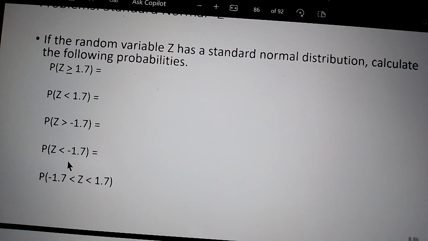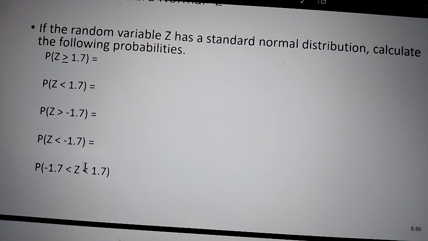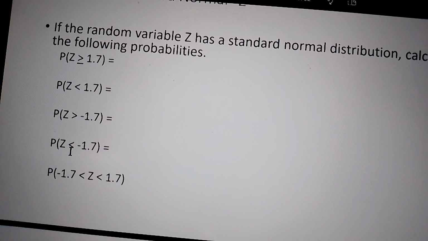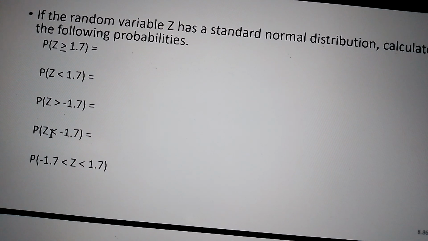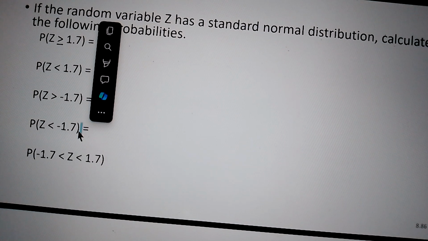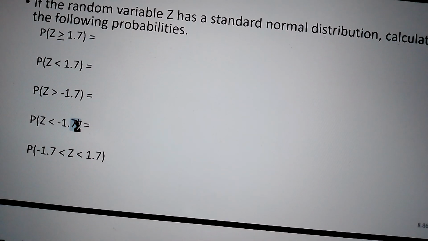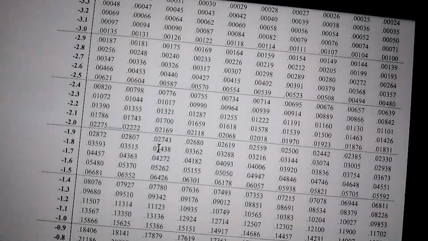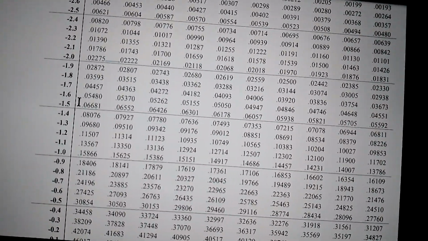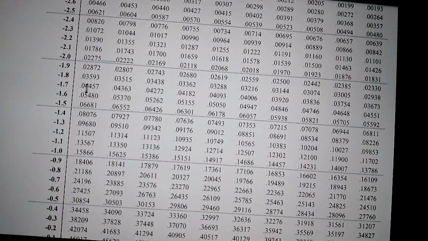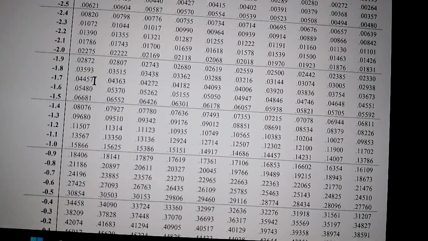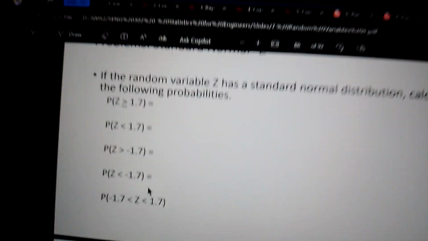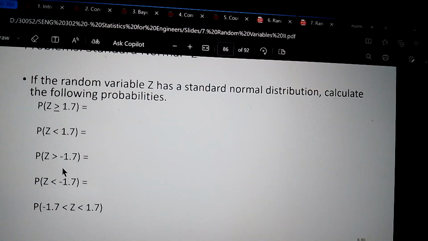You find that with these ones, it's possible that you can decide not to work them at all, because if it's to the left, then you just find it, because you know that z-scores take the area to the left. So what's the probability of this? Let's go to the table. We're going to find negative 1.7. Negative 1.7 is here, and then you have 0.4457. That'll be the answer for C.